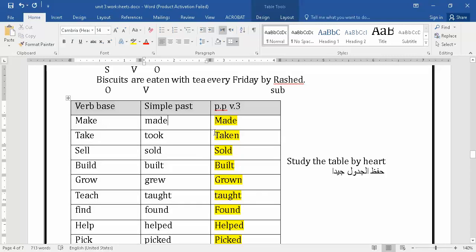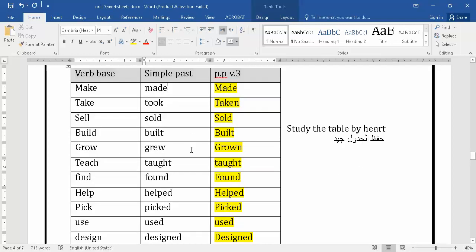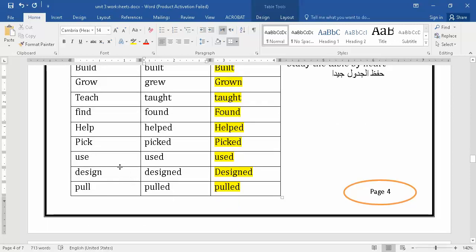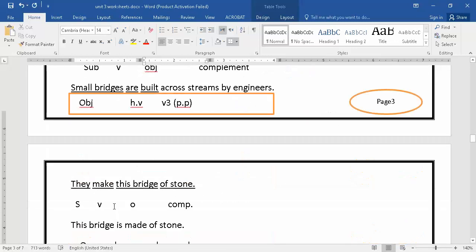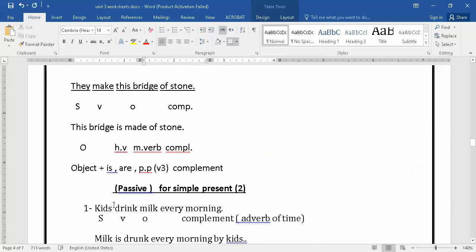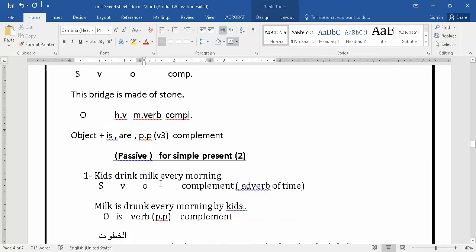Make, made, made. Take, took, taken. Sell, sold, sold. Build, built, built. Grow, grew, grown. Teach, taught, taught. Find, found, found. Help, helped, helped. Pick, picked, picked. Use, used, used. Design, designed, designed. Pull, pulled, pulled. Here we explain all about the passive.